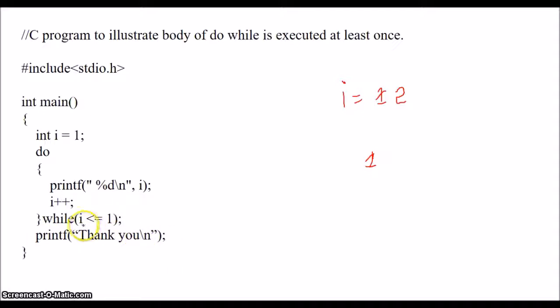So hence, as the condition fails the first time itself, even though the condition fails the first time, the body of do while is executed a minimum of one time. This program is to illustrate that do while is executed at least once even though the condition fails for the first time. This is how do while works.